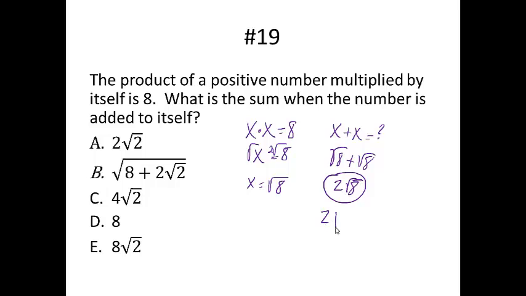So I'm going to do 2 times the square root of 8, which is equivalent to 2 times the square root of 4 times 2, which is actually 2 times the square root of 4 times the square root of 2. The square root of 4 is equal to 2. 2 times 2 is 4. So my answer is going to be 4 square root of 2. But we could have easily just gotten that by finding decimal equivalents for each of those answers.